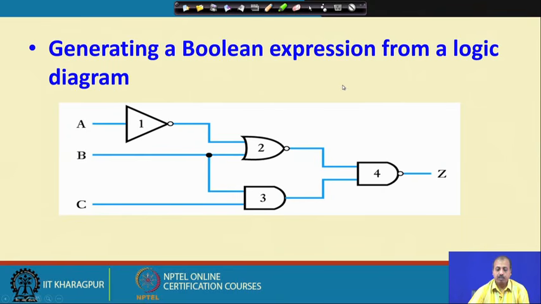We can also generate the Boolean expression from a logic diagram. Suppose this is a logic diagram. We can trace through this logic diagram to see how the corresponding Boolean expression can be derived.